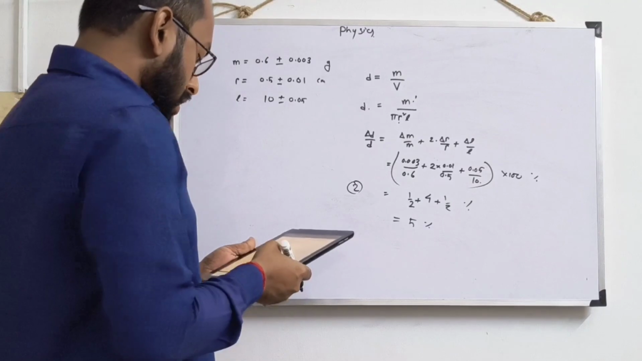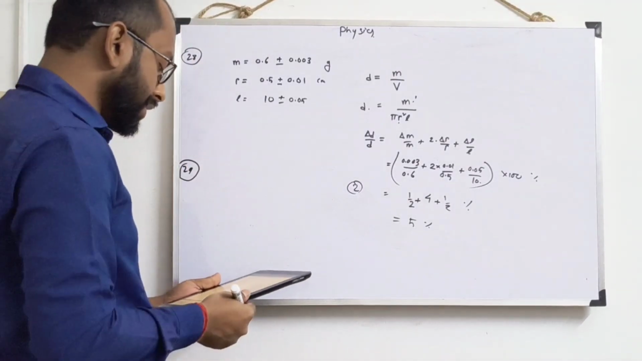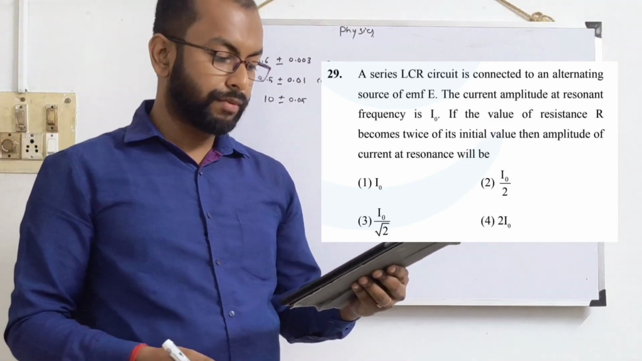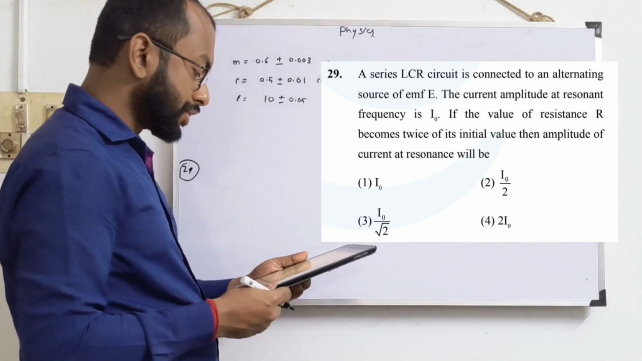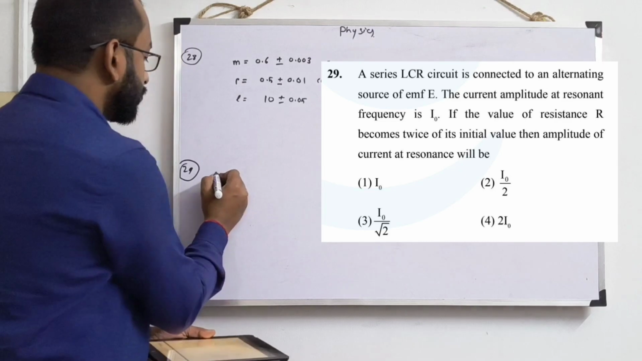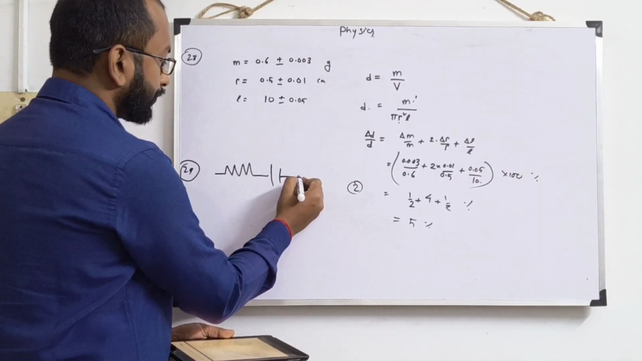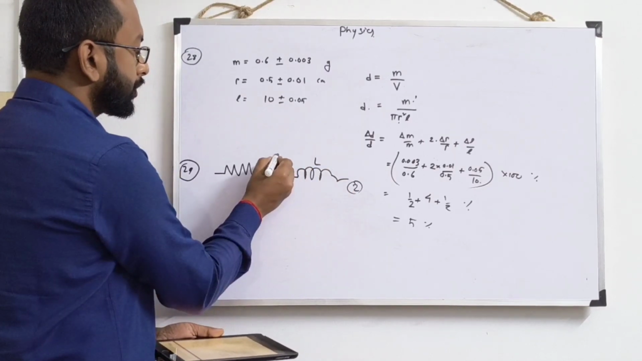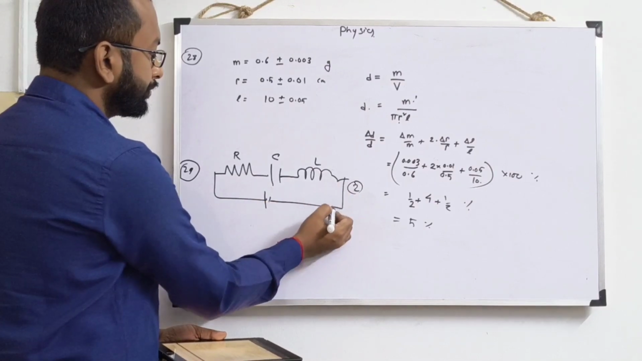Okay. The next question is also a very easy question. It is about the LCR circuit. A series LCR circuit is connected to an alternating source of EMF E. The current amplitude at resonance frequency is I0. If the value of resistance becomes twice its initial value, then the amplitude of the current at resonance will be? So the LCR series circuit is something like this. This is the inductor, this is the capacitor, this is the resistance. So it is connected across one battery.